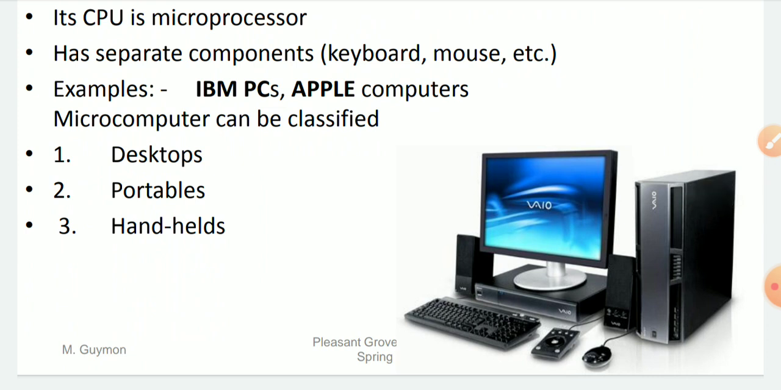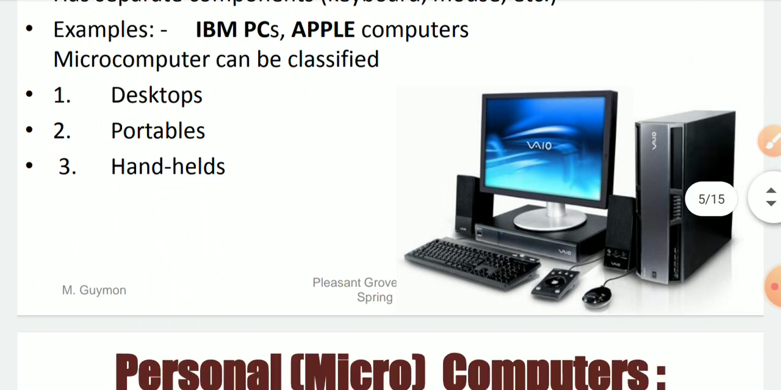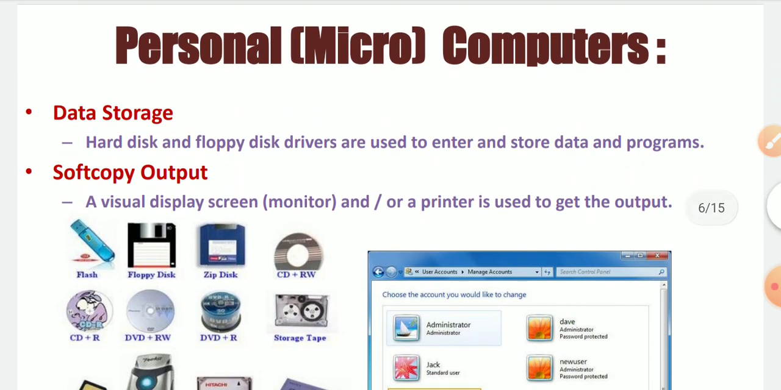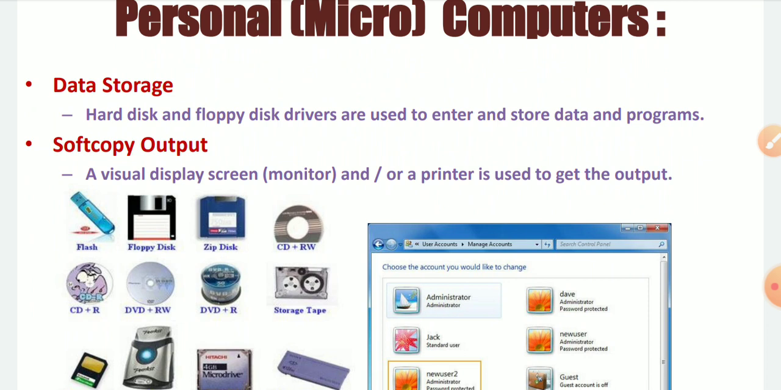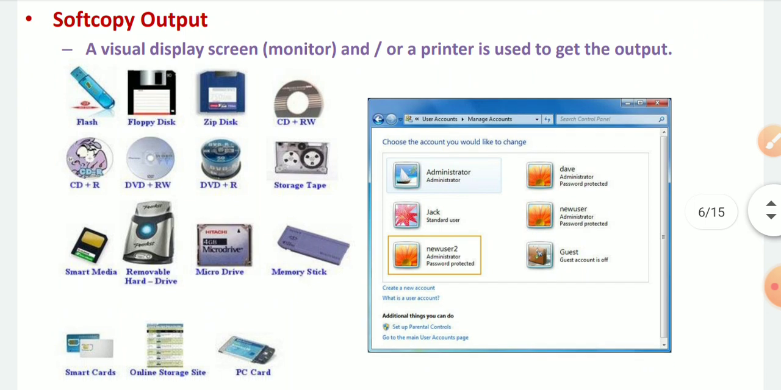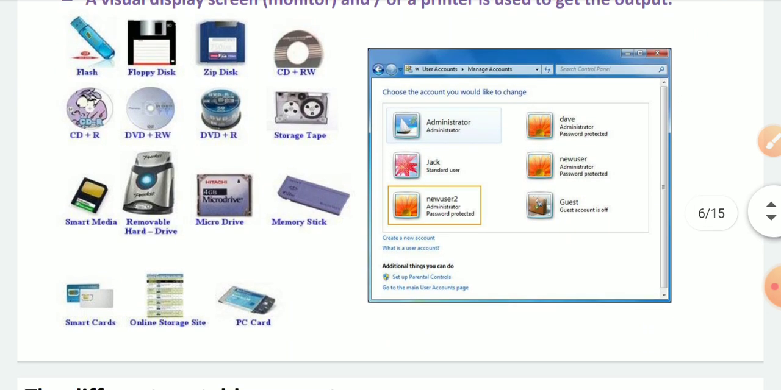So microcomputers can be classified as desktops, portables, handheld. Second one is the personal microcomputer, that is data storage. In a personal computer, data storage, hard disk and floppy disk drives are used to enter and store data and programs. Soft copy and hard copy: the visual data that you are seeing on the monitor screen is called soft copy, and the printed copy on a paper is called hard copy. These are the output. So here you have seen the example of the storage devices and the soft copy.